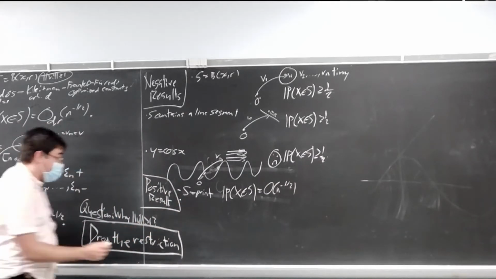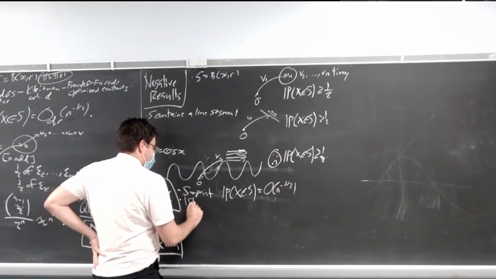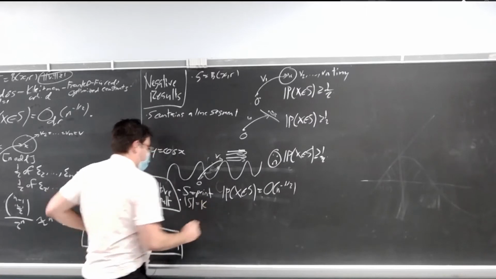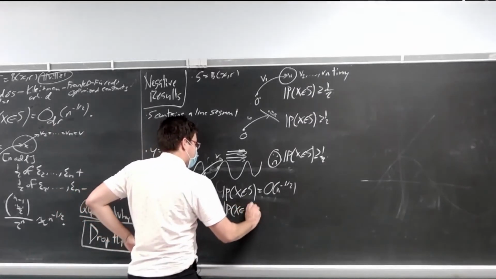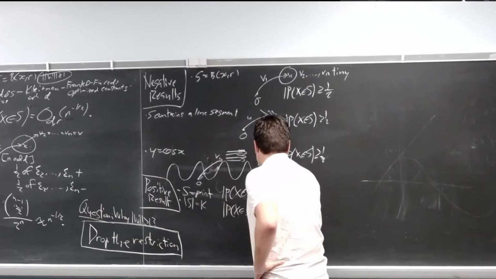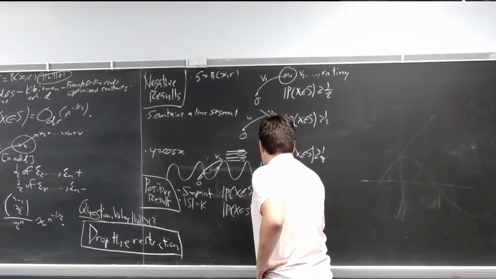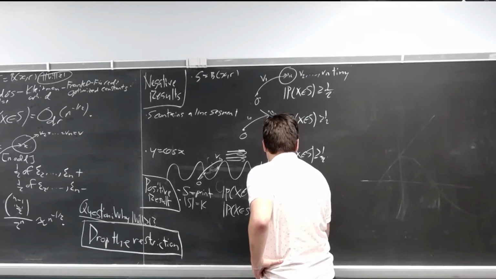And I guess you can also do it if S is a finite union of points. So if S is k points, then the probability that x is in S is again going to be k times O of n to the minus 1/2.